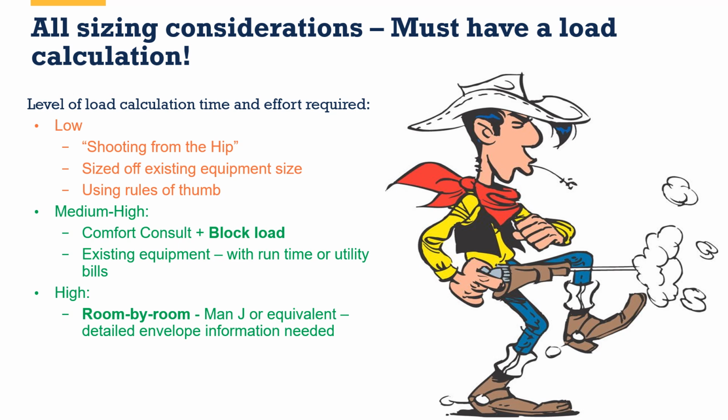And then we're going to move from that to the high category. So it takes the most time and effort, or maybe you found a way to do it quickly. In that case, it may take more money, but you get very high quality, repeatable, and reasonable results. So this is where room by room Manual J or equivalent, and it does require very detailed envelope information and very detailed measurements of the home. So again, all of these are possible. We really like the medium, high, and high in terms of what we feel is a responsible way to handle this.